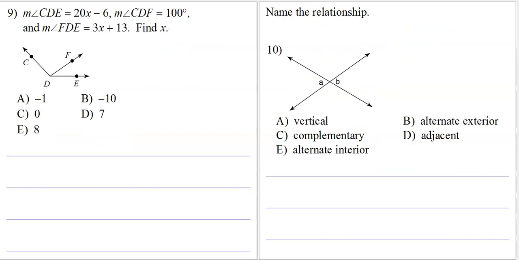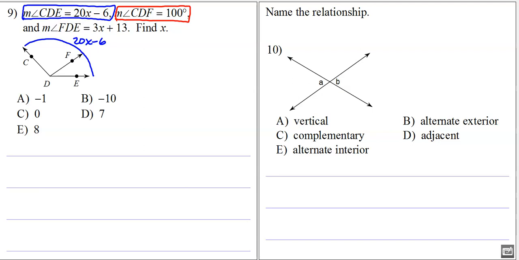Moving right along. 9 and 10. Number 9 is another algebra problem, so I'm going to do it similarly. Measure of angle CDE. So this is a chunk. I'm going to separate it. I like to put boxes around stuff. CDE, that's the whole thing. C to D to E, bam. 20x minus 6. C to D to F is 100. So that's this little sliver right there. And then F to D to E is this small little guy over here.